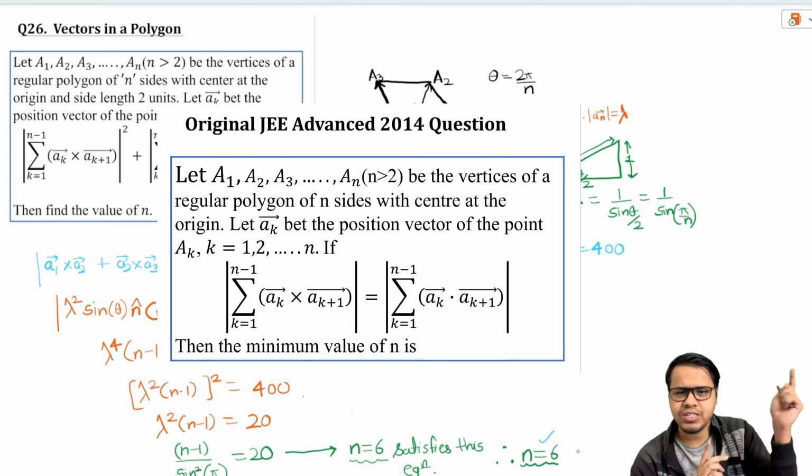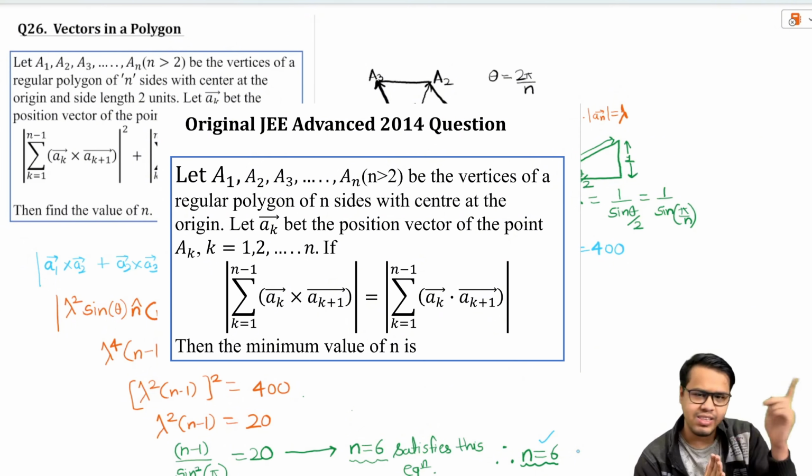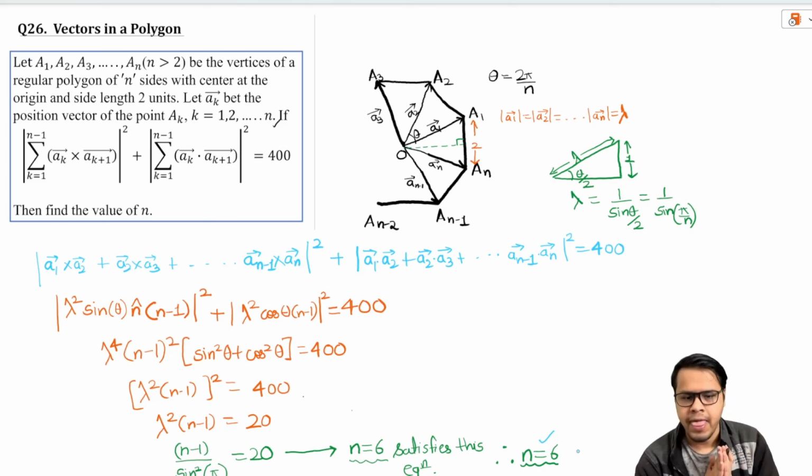You can try the original question of JEE Advanced also. I will put it here, and you can comment the answer. The same concept will be used. So yeah, this is an important concept. I hope you learned the concept of cross and dot product. And the important thing is this is a frequently asked question where they inscribe a regular polygon. And in this, you have to remember this basic trigonometry, which can be applied in the question.